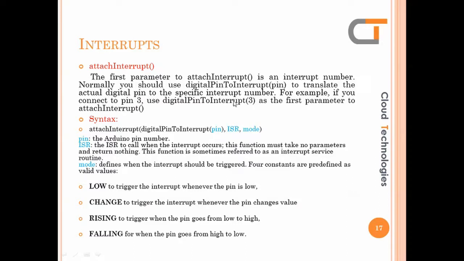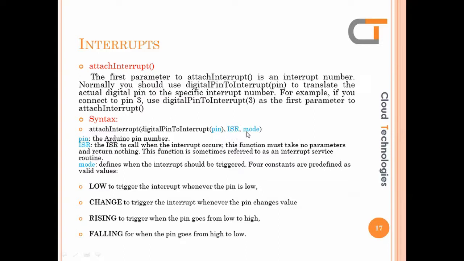You can see the syntax over here: attachInterrupt of digitalPinToInterrupt. This is the function which will convert the pin number to the interrupt number. Then the second argument is nothing but the ISR, meaning interrupt service routine. This is the function name that we want to execute when the interrupt happens. This function will execute only when the interrupt happens.